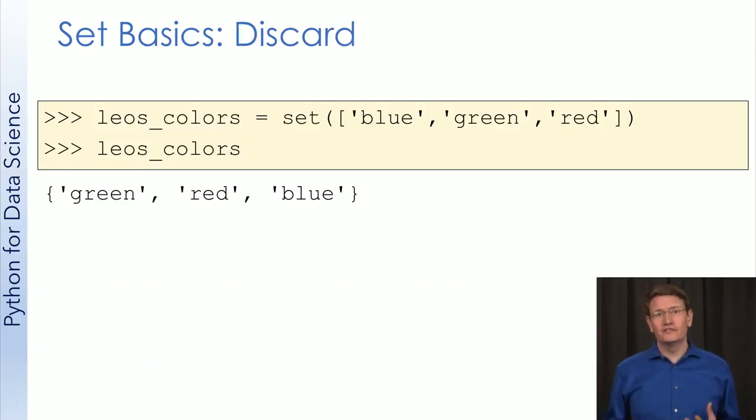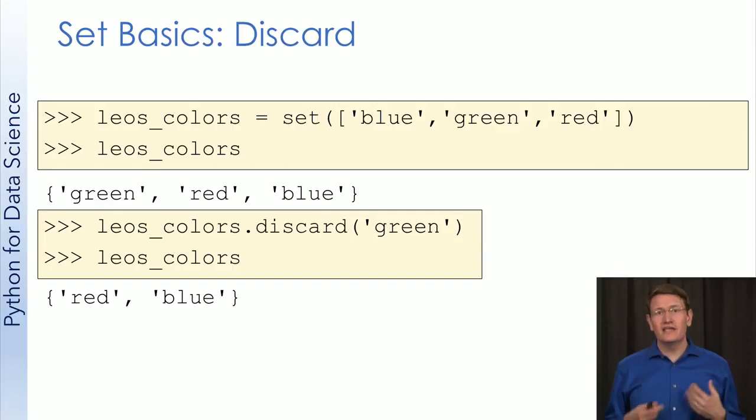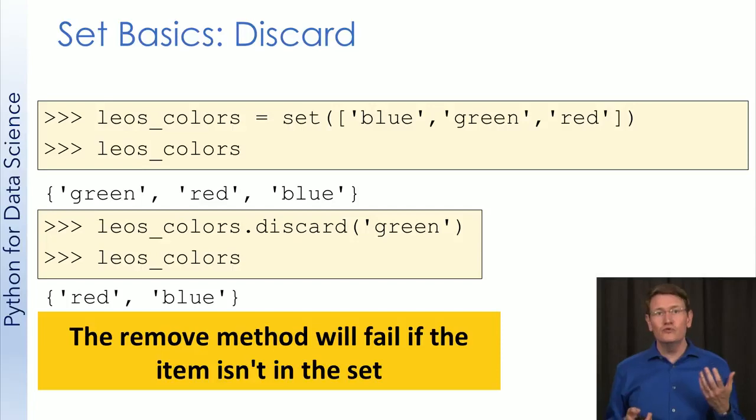Starting with that original list, we can remove items by using either the remove or discard method. Looking at discard, you simply want to pass it the element you want discarded and it will remove it. I generally prefer to use discard because if you try to discard an element which isn't in the set, it will just do nothing. But if you try to use the remove method and the element isn't in the set, it will throw an error.